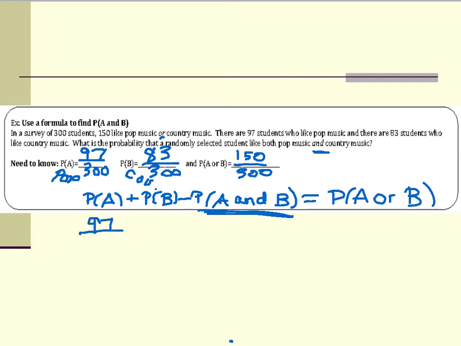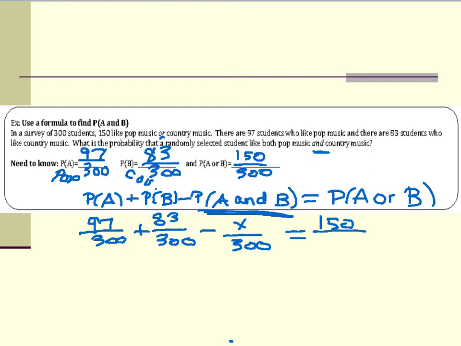So the probability of A is 97 out of 300. Probability of B is 83 out of 300 minus the probability of A and B, that's what we're trying to find, is X out of 300. And that equals my probability of A or B, which is 150 out of 300. And since these all are fractions, they all have the same denominator, I'm just going to cancel out my denominators and use my numerators to solve this equation.